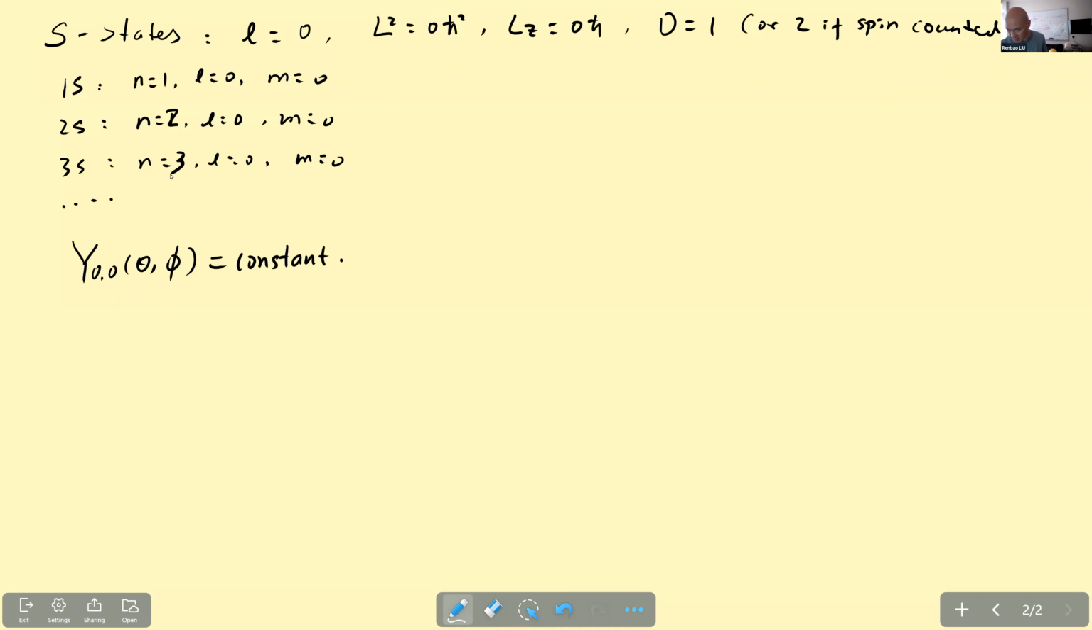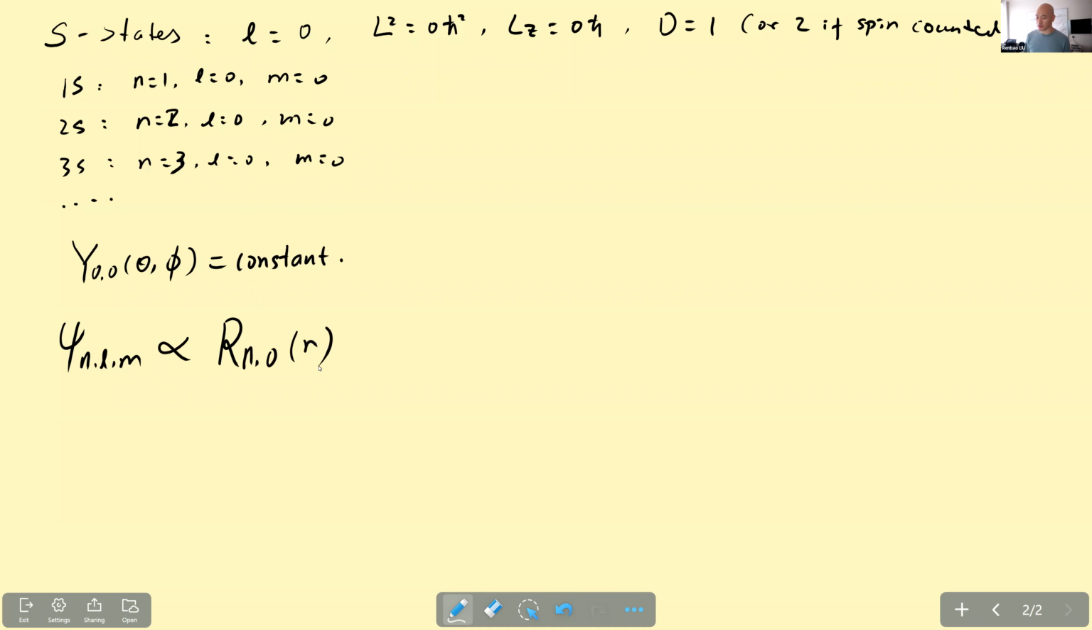So the angular part is a constant, right? So the wave function, you can say that the wave function per se, m L m, will be simply just proportional to R m 0 of r, right? So that's very simple, okay.